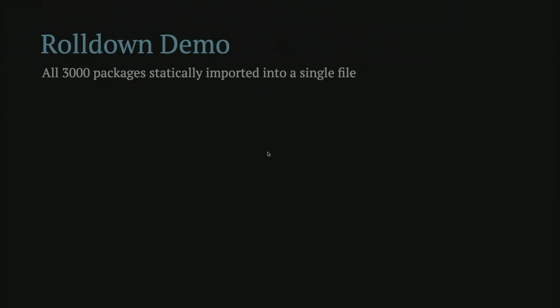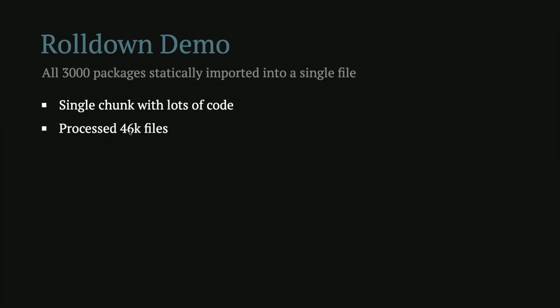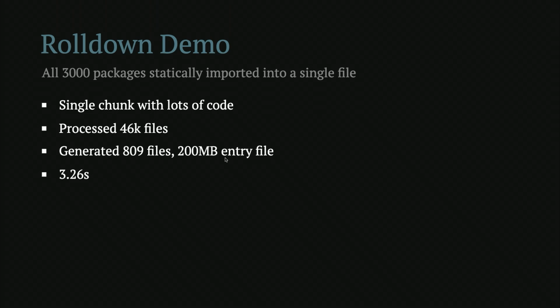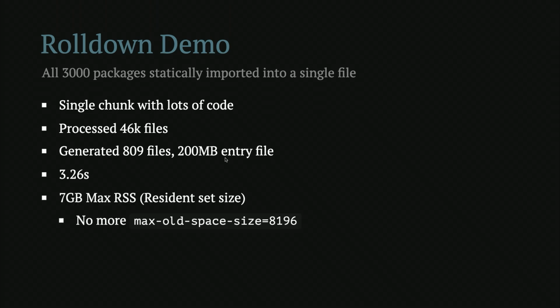So a quick Rolldown demo. If you import all 3,000 packages statically into a single file, so one file, 3,000 imports, Rolldown will produce a single chunk with lots of code. It will process 46K files and will generate 809 files with a 200 megabyte entry file. And that's all done in 3.2 seconds. And it only uses 7 gigabytes of maximum memory.